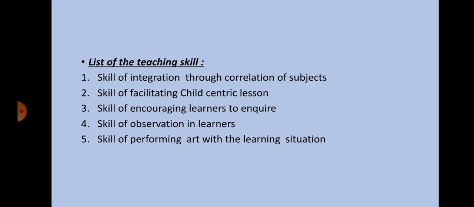Making them observative is also a part of making their brain very much active. They are also being very active in the classroom by being made observative. So it is also the responsibility of the teacher to make them observative. Now number 5, it is the skill of performing art with the learning situation, which is very interesting, because I am giving an example.